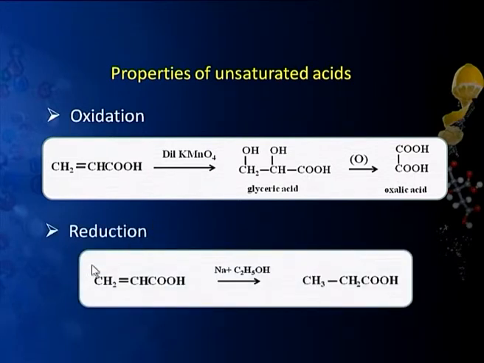Reduction. Again, the two functional groups are there which can be reduced. Suppose we want to reduce specifically the double bond, then the reagent is sodium in the presence of ethanol. This does not reduce the carboxyl group. If we use reagents like sodium borohydride or lithium aluminum hydride, they may affect the carboxyl group also. So, specifically the double bond can be reduced using sodium and ethanol, and we get the saturated carboxylic acid.